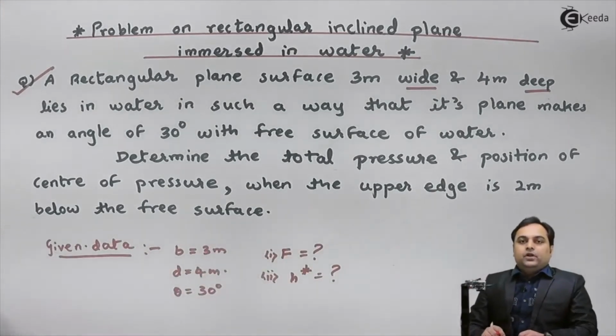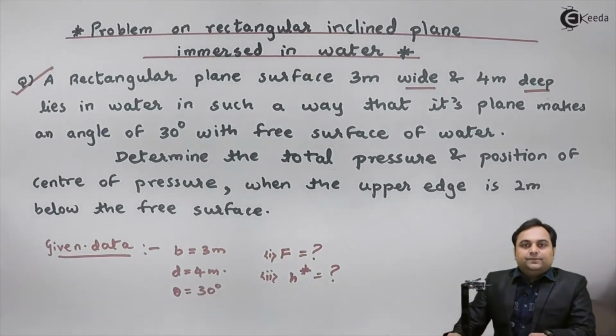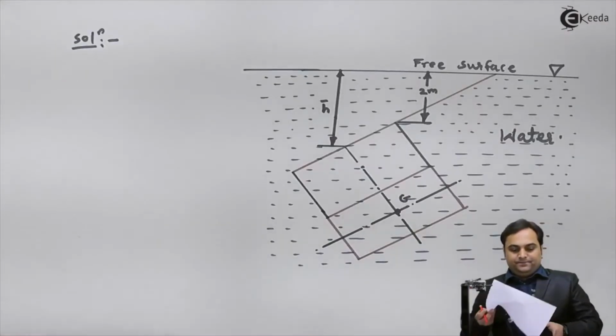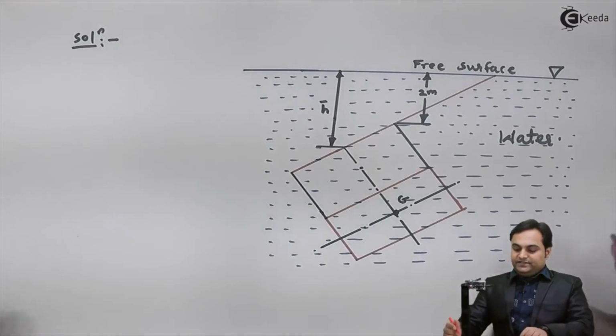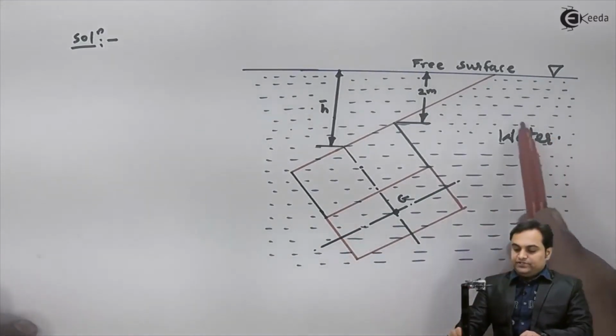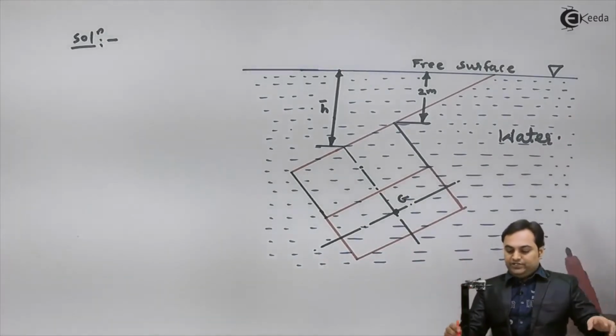So now, as we have read this question, we have understood that we have to calculate hydrostatic force and position of center of pressure. So let us start with the solution for this. Now here I have drawn the diagram already, that this is a rectangular plane surface which is immersed in water as it is given in the question.